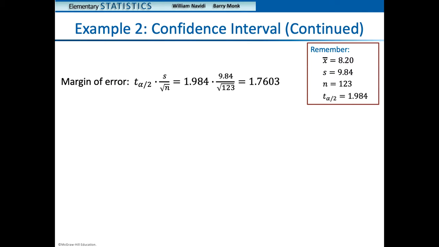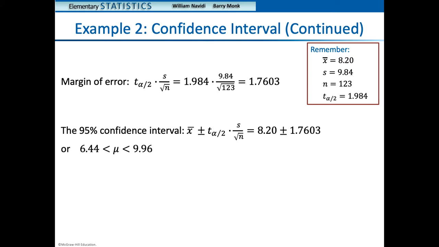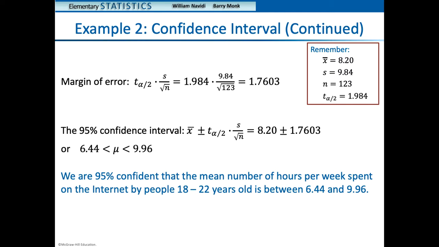Then we take the critical value and we multiply it by the standard error. Sample standard deviation divided by the square root of the sample size, and we get a margin of error of about 1.7603. And then we get the sample mean, and we add and subtract the margin of error, and we get our final result. Now we can conclude by saying we are 95% confident that the mean number of hours per week spent on the internet by people aged 18 to 22 years old is between 6.44 hours and 9.96 hours.